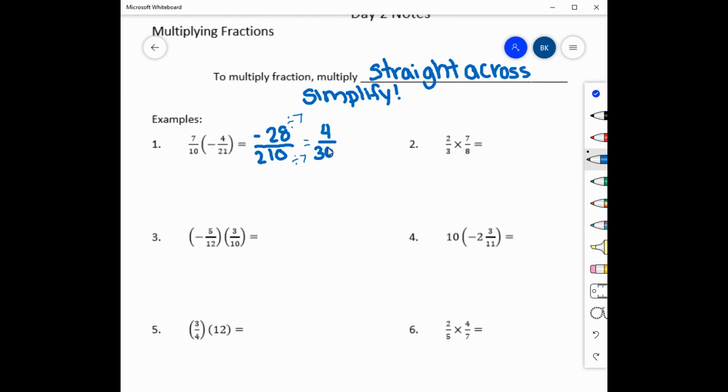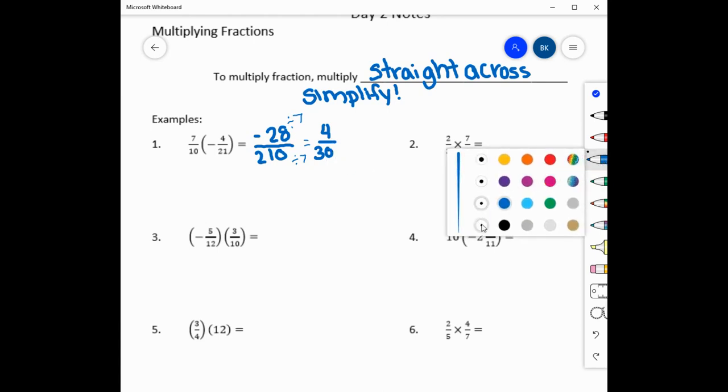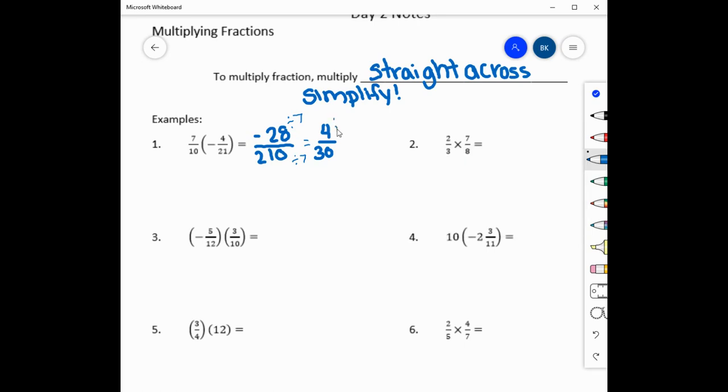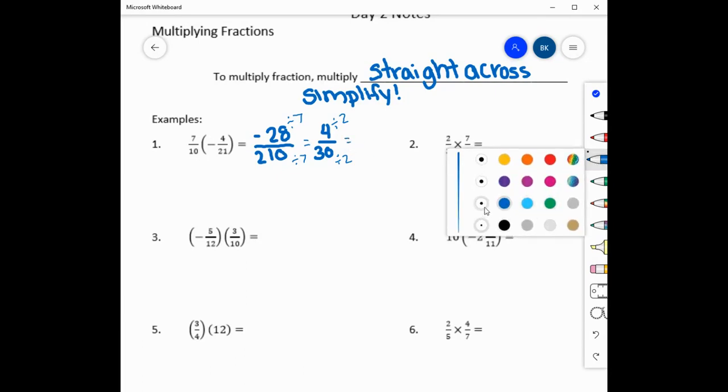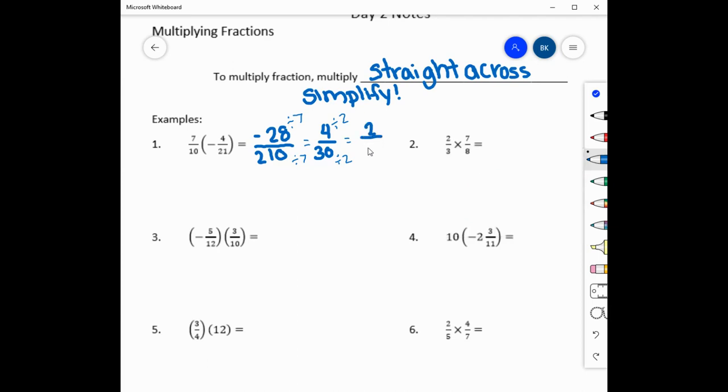Now, is 4/30 simplified? It is not, so we need to divide. We can take 2 into both the numerator and the denominator. So 4 divided by 2 gives us 2, and 30 divided by 2 is 15. And we cannot forget to bring our negatives with it.